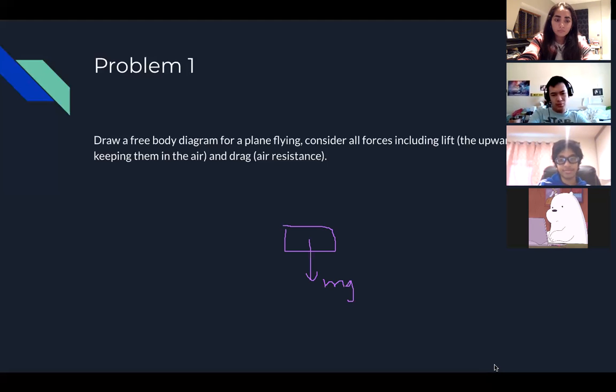And we're assuming that since it's flying, maybe there's a force from thrust. So we'll just call that F. That's just the force it's using to push forward. And then we've got lift. What should we call that? Maybe just F sub L. And then since drag is really just friction, we'll just label that F sub F.